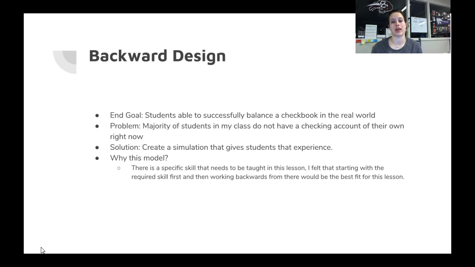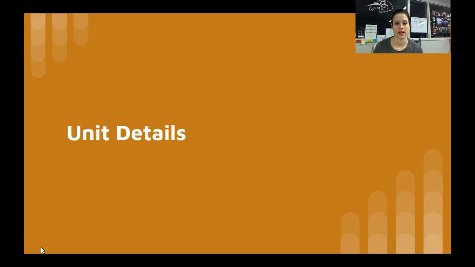And why this model? Again, like I said, it's a specific skill, and so I knew at the end I needed them to be able to balance a checkbook, and so I chose that skill, and then I just worked backwards from there to design my unit.